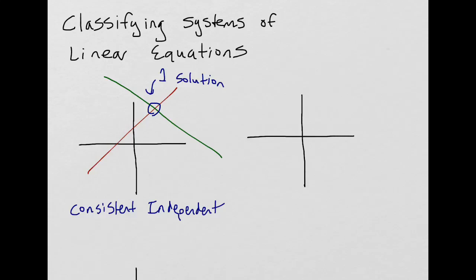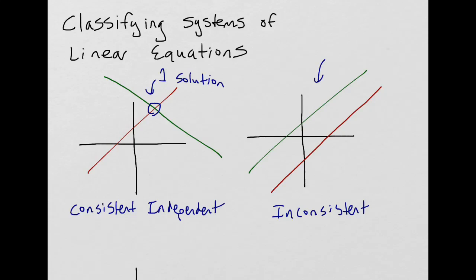Okay, what's a second thing that can happen? Well, a second thing that can happen is that the lines don't cross at all. So maybe my first line looks like this, and then my second line, well, if it's not going to cross the first one, then it would have to run parallel to that first one. So if the lines don't have a common solution point, we call that inconsistent. Okay, and then note again, there are no solutions to that system.